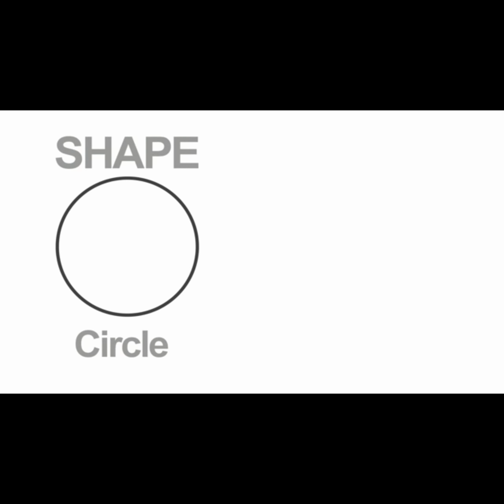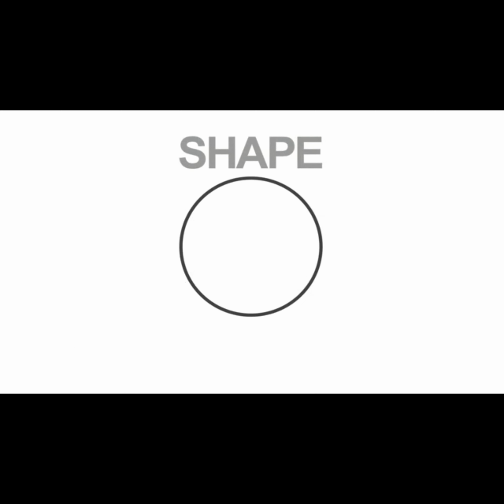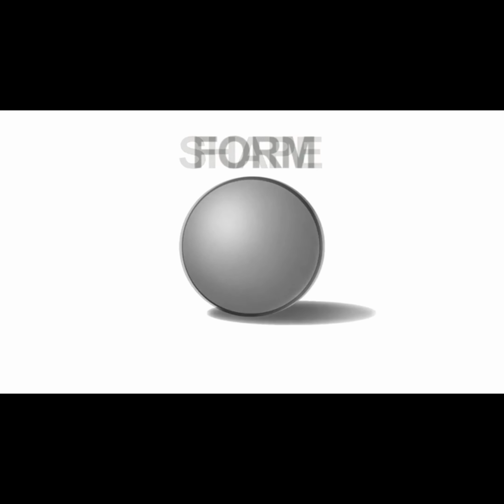So if we take a line and close it up, we've created a shape, and in this case we have a circle. But we want to create the illusion of form in our drawing. And of course, the form version of our shape here is a sphere. So how do we do that? Well, we start with a shape, and then by adding value or shading, we create the illusion of a form.